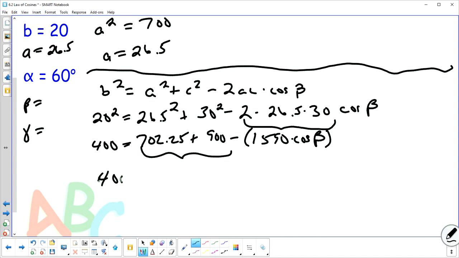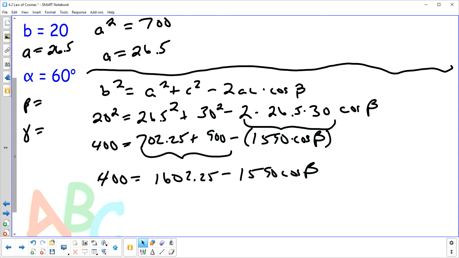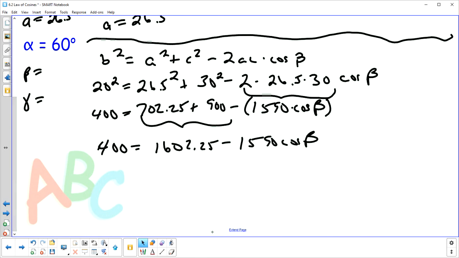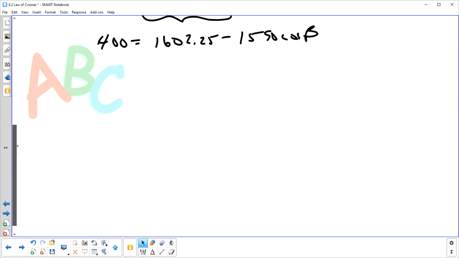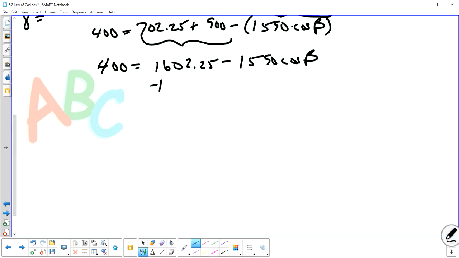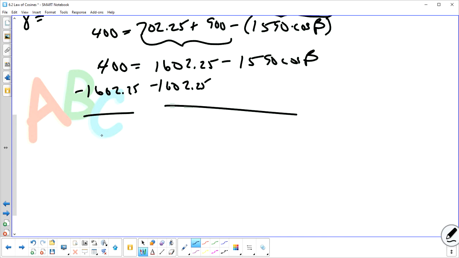So if I do that, I have 400 equals 1,602.25, and I still have that minus 1590 cosine beta. Okay, the second to last thing we're going to do is get rid of that 1590. So for now, we're going to subtract 1602.25 from both sides. And that's going to give me a negative number over here.